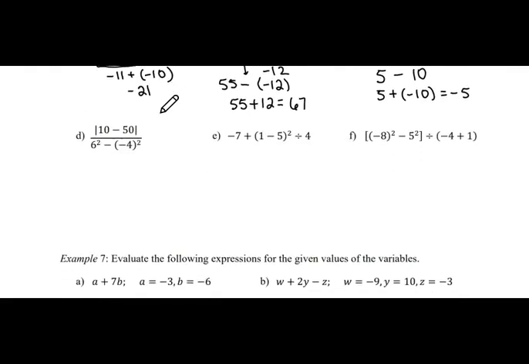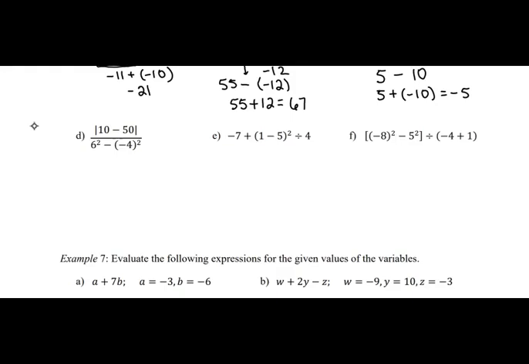Part D. Here we have the absolute value of 10 minus 50 in the numerator, and in the denominator we have exponents, 6 squared minus negative 4 squared. I'm going to do the numerator first.